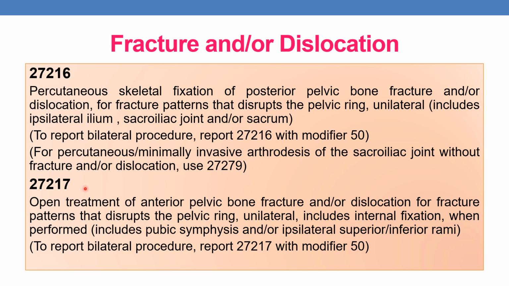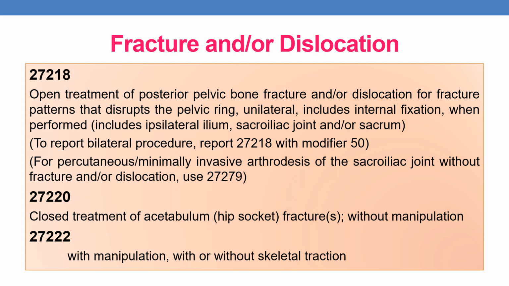The next is 27217. It deals with open treatment of anterior pelvic bone fracture and/or dislocation for fracture patterns that disturb the pelvic ring. Unilateral includes internal fixation when performed. It includes pubic symphysis and/or ipsilateral superior and/or inferior rami. And to report a bilateral procedure, report 27217 with modifier 50.